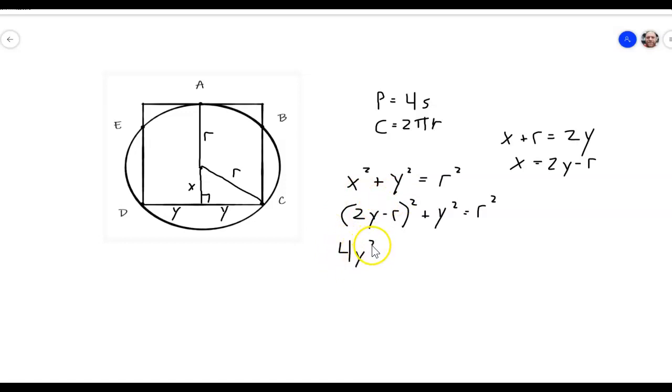4y squared, and this is going to be 2yr, or negative 2yr minus 2yr, so that's minus 4yr, plus r squared plus y squared is equal to r squared. And then 4y squared plus y squared is 5y squared. 5y squared. I can subtract an r squared from both sides.